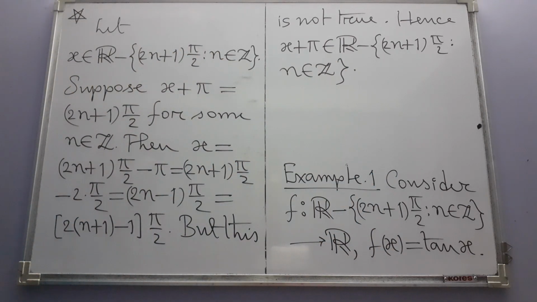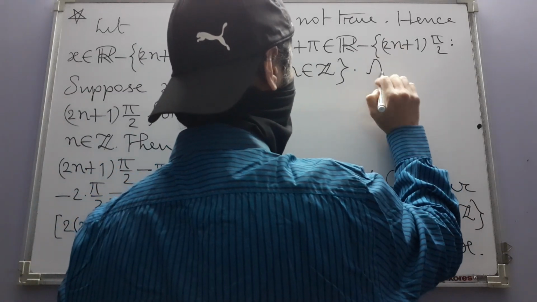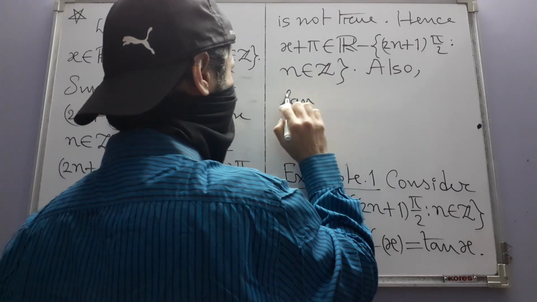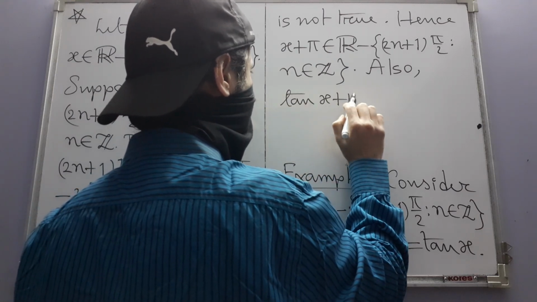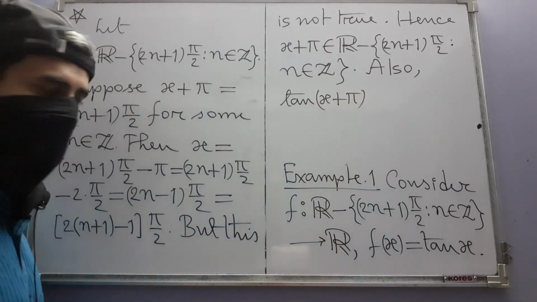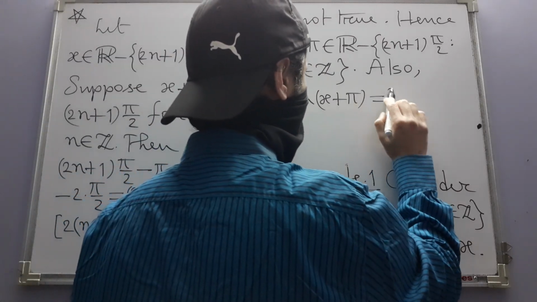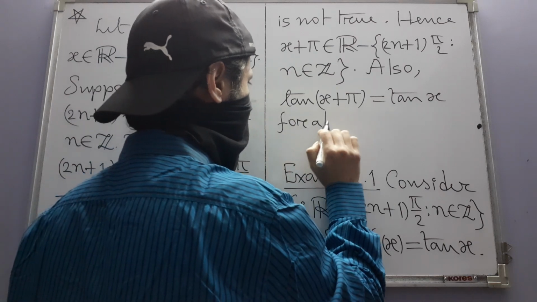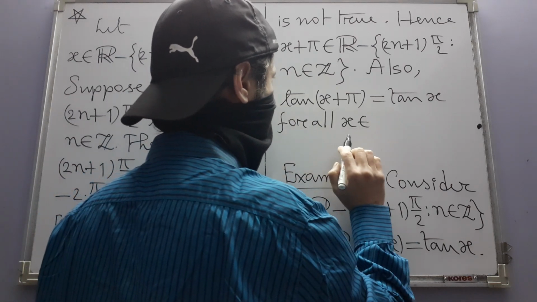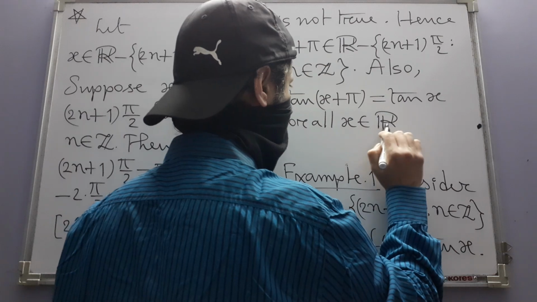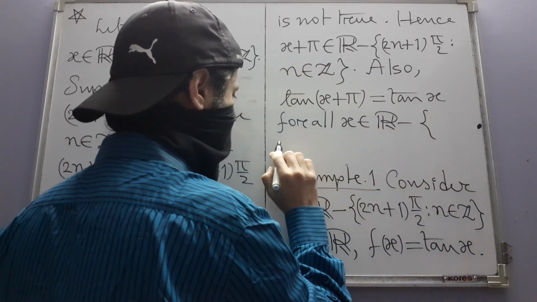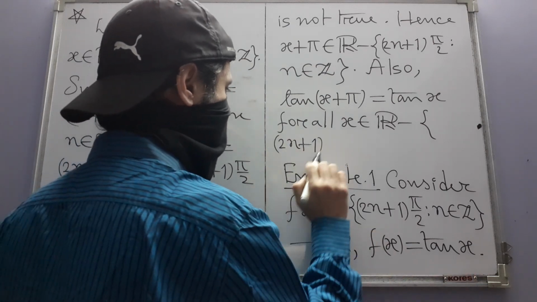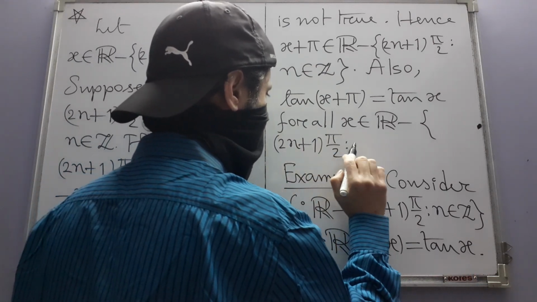Also, from elementary trigonometry, we know this: tan of x plus pi, which is our f of x plus pi, is equal to tan x for all x belonging to this set. And that is why this function, which is just our tangent function, is a legitimate periodic function.